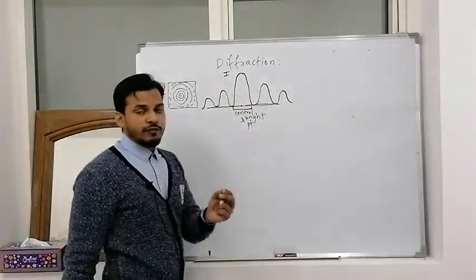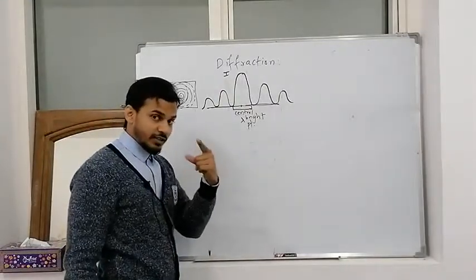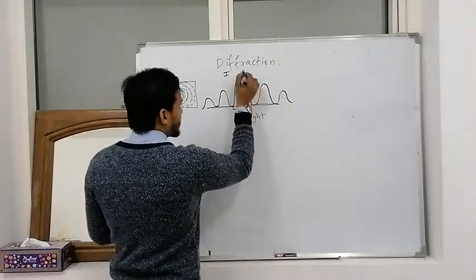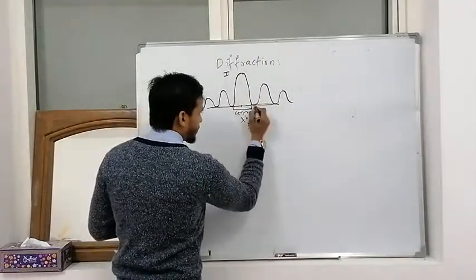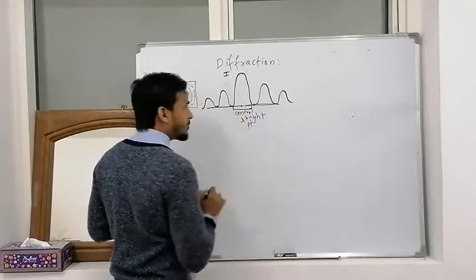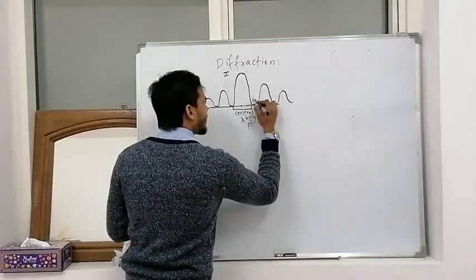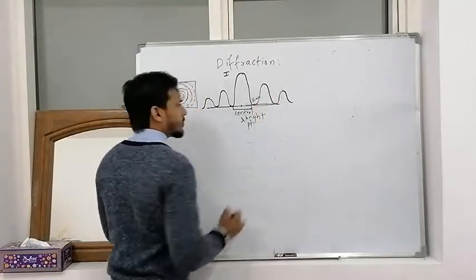Now the counting will start from secondary. Secondary, remember it. This is maximum. Start from here, on both sides. We have minimum intensity. So what is this minimum intensity? It is secondary minimum. We will call it that.